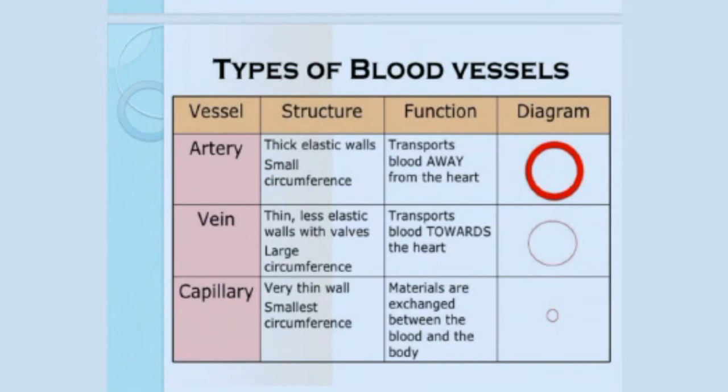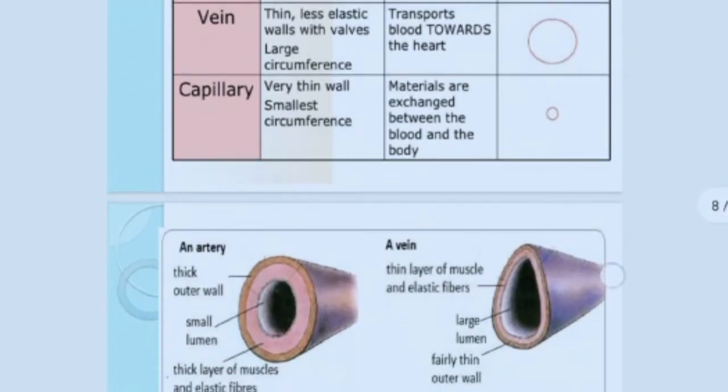The capillaries are very thin-walled structures. They have the smallest circumference. They are thinner than our hair. Their function is to exchange materials between the blood and the body.